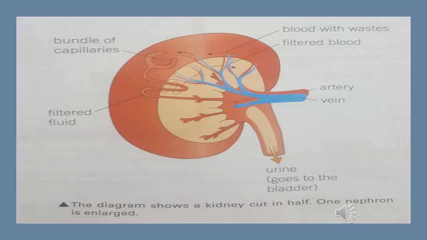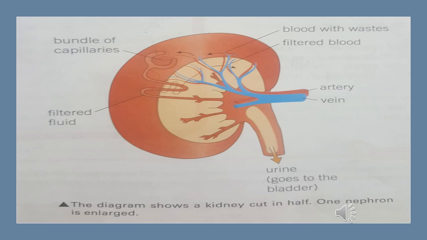Dear students, the diagram shows a kidney cut in half. One nephron is enlarged. There are approximately 1 million nephrons in a kidney. The red color is indicated for arteries, which carry blood with waste and unwanted substances. The veins are in blue color, which carry filtered or clean blood.